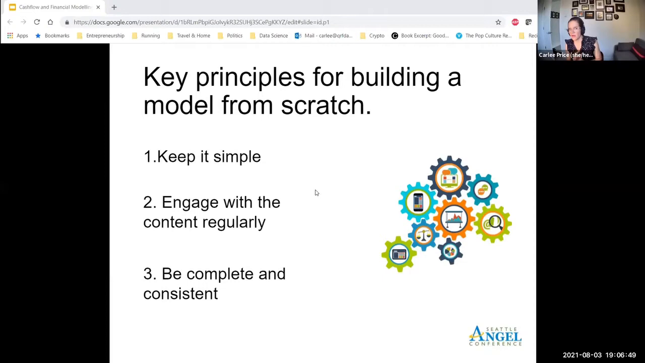So to summarize, principles for building from scratch: keep it simple, engage with the content regularly. This means setting aside time in each and every week that you are a startup founder to look back on your assumptions to ensure that any adjustments that need to be made are made, and then to see the results that fall out of that work to the forward-looking forecast, and then to be complete and consistent.